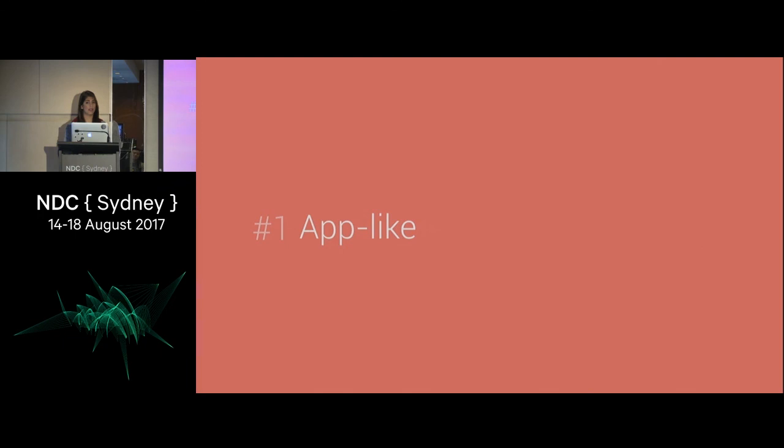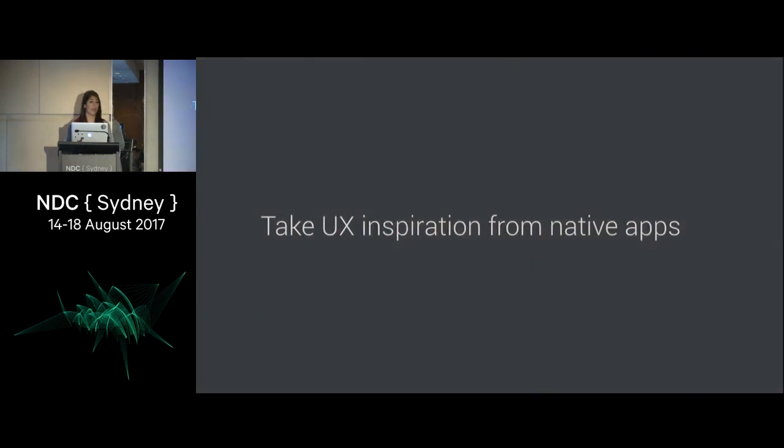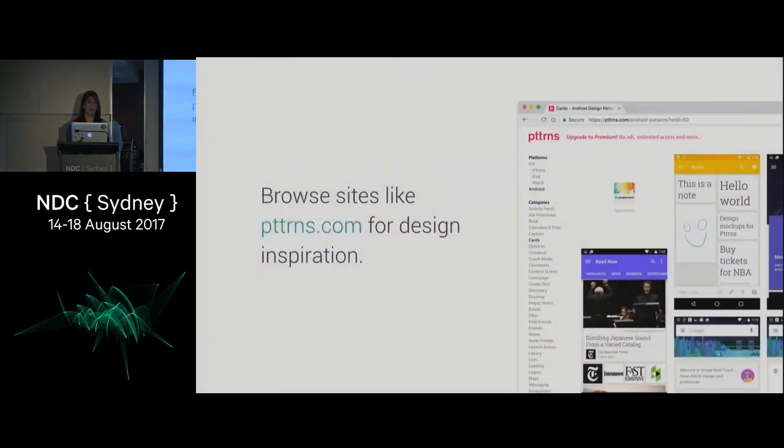So the first thing we should do is start by taking some UX inspiration from native apps instead of websites. This is in order to match the user's mental models and use more app-like designs and components. What I usually do is browse sites like patterns.com for design inspiration. And patterns.com is a website for inspiration for mobile app design.